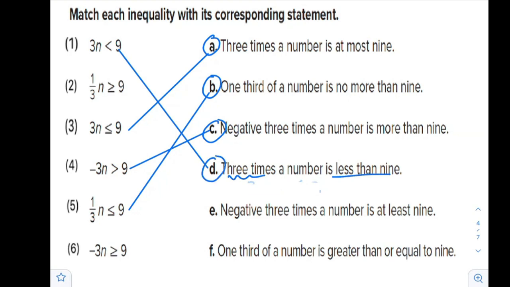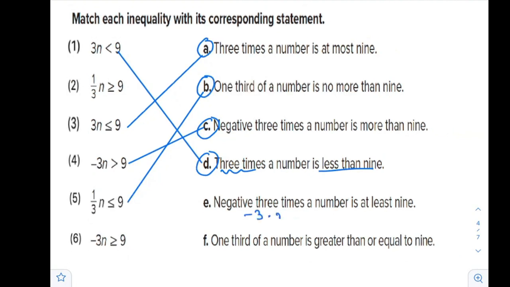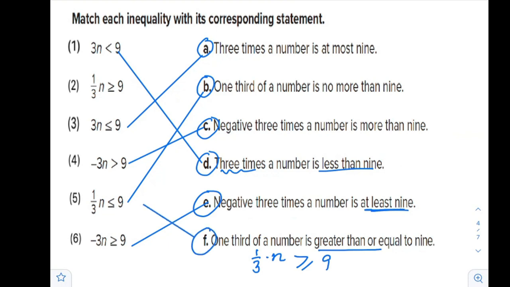And this is correct. Negative 3 times a number is at least 9. At least, so everything will be more than or equal to 9. It can be 9 or more. So this will match with number 6. And finally, one-third of a number is greater than or equal to 9. So this is remaining with 5.